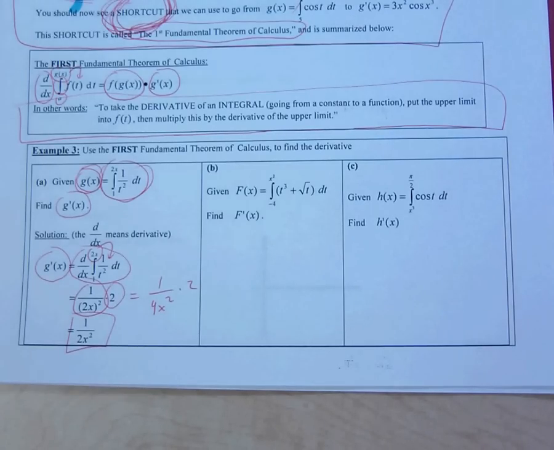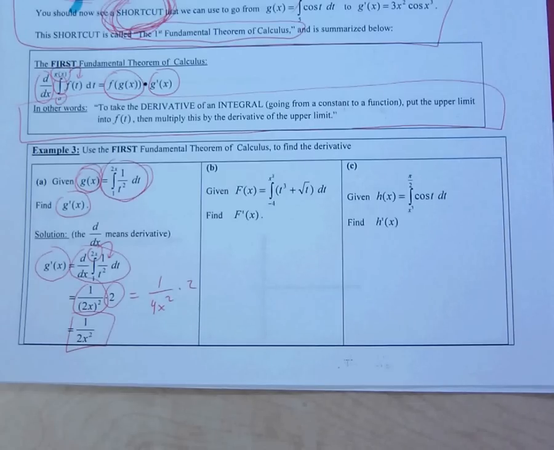Can you see that? Can you see it? Okay. The upper limit's x squared if you can't tell. And the function's t cubed plus square root of t.